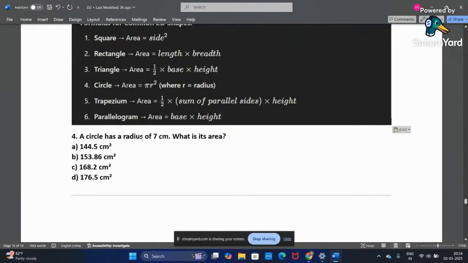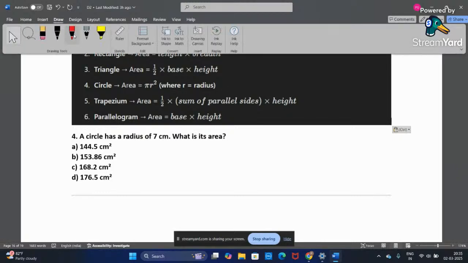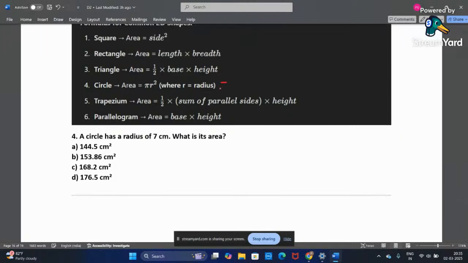A circle has a radius of 7 centimeter. What is its area? We need to find the area, pi r square. Pi value is 22 by 7, right? Substitute the value: 22 by 7 into, what is the radius here? 7 square. 7 square is 49. 49 into 22 by 7.